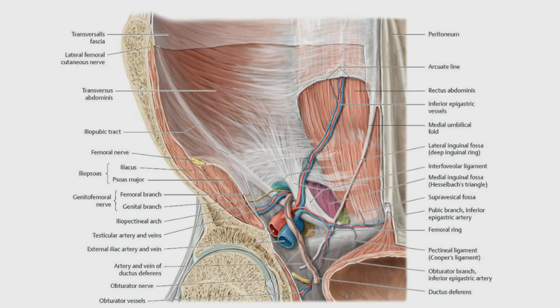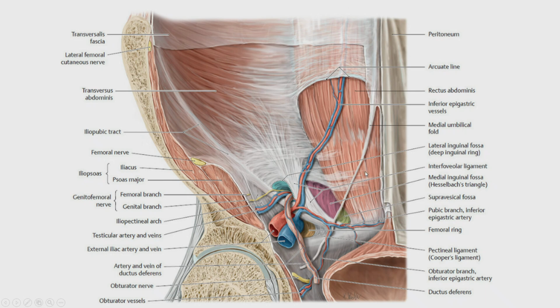This is the ring, the deep inguinal ring, and here is the supravesical fossa, and the lateral one is the lateral, the medial inguinal fossa. So here, the epigastric vessels, you will find in dissection. Lateral to that is the lateral inguinal fossa, the place for the deep inguinal ring. Medial to that is the medial inguinal fossa, the Hasselbalch triangle.